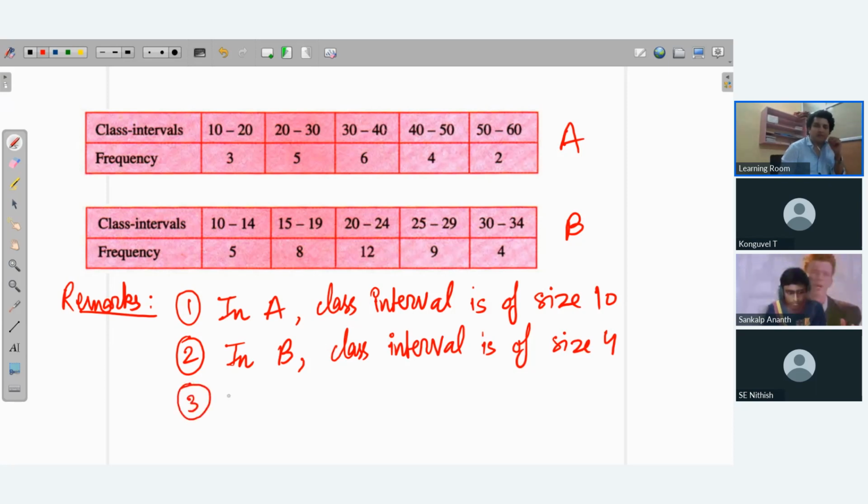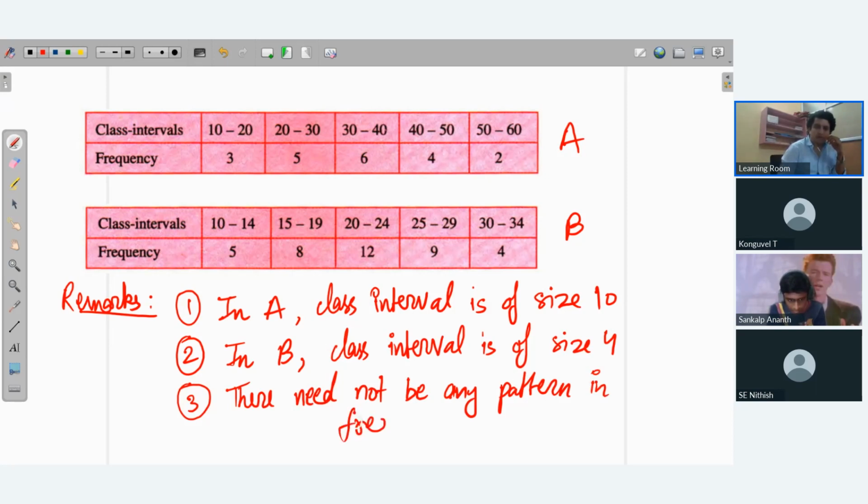The third remark is the final one, which deals with the frequencies. There need not be any pattern in frequencies. They may increase, they may decrease, they may be the same, they may be different. That can happen in general. They may increase first, then decrease. It just depends upon what question you have. But in general, there need not be any pattern. However, the intervals will always be in increasing order, the lowest limit and the upper limit, nicely arranged. Understandable? Yes, sir.